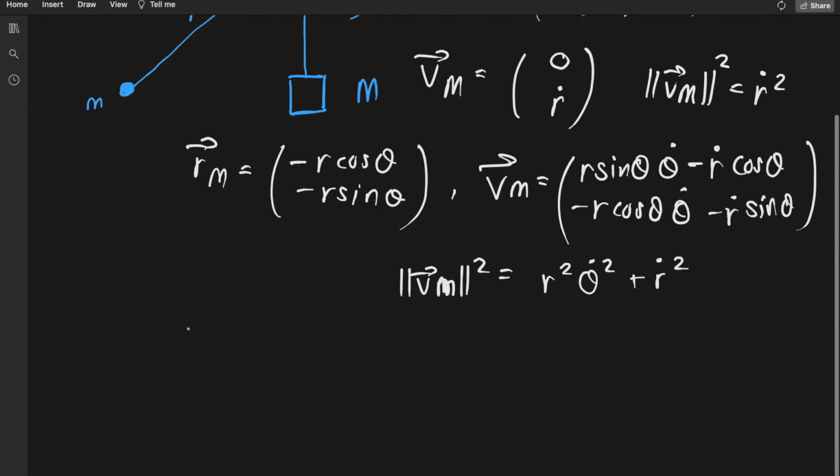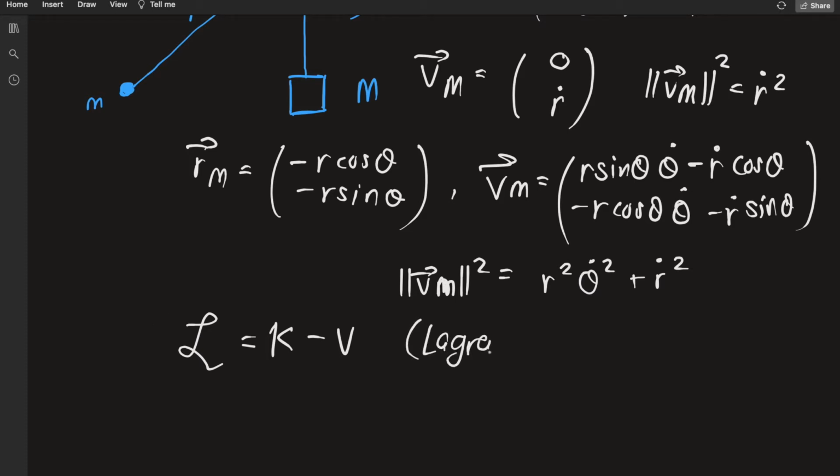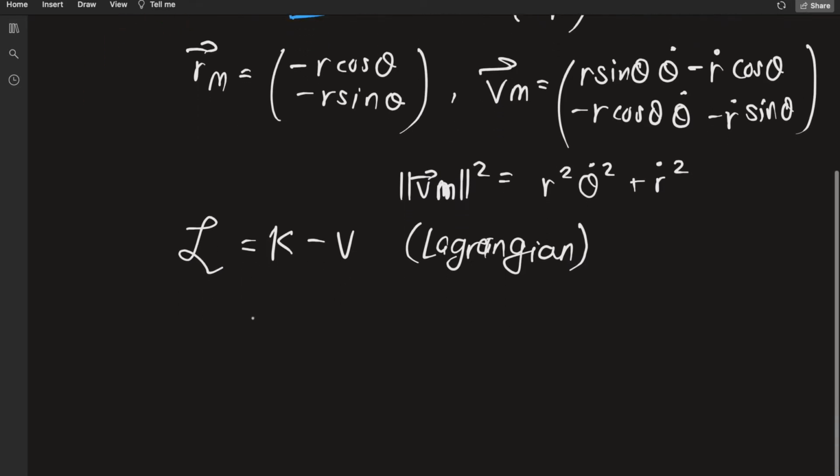Now let's plug them into the Lagrangian. The total kinetic energy of a system minus the total potential energy of the system is the Lagrangian, and you plug the Lagrangian into the Euler-Lagrange equation. This is not the Euler-Lagrange equation yet, let me correct myself there. This is just the Lagrangian, a quantity which is the total kinetic energy of the system minus the total potential energy of the system, and in this case the system includes the small mass and the big mass.